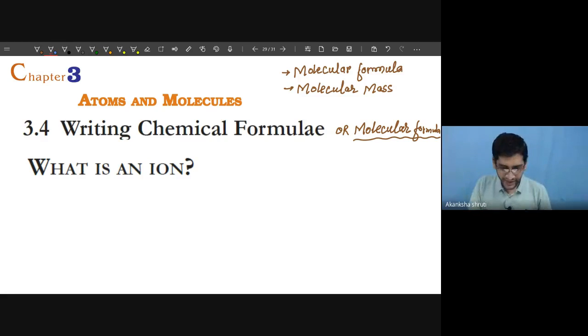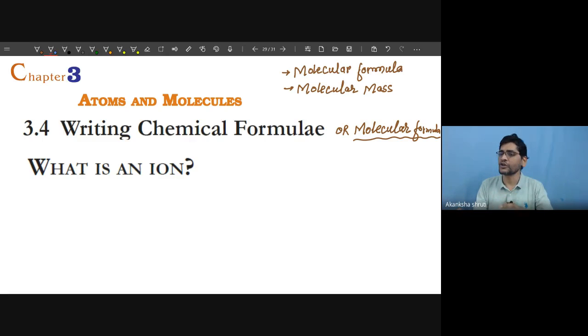Good evening, dear students. Today we are going to learn about the important topic of Chapter 3, Atoms and Molecules. The important topic is how to write the molecular formula of a compound and how to calculate the molecular mass of a given molecule. So we have learned earlier that atoms combine to form molecules.